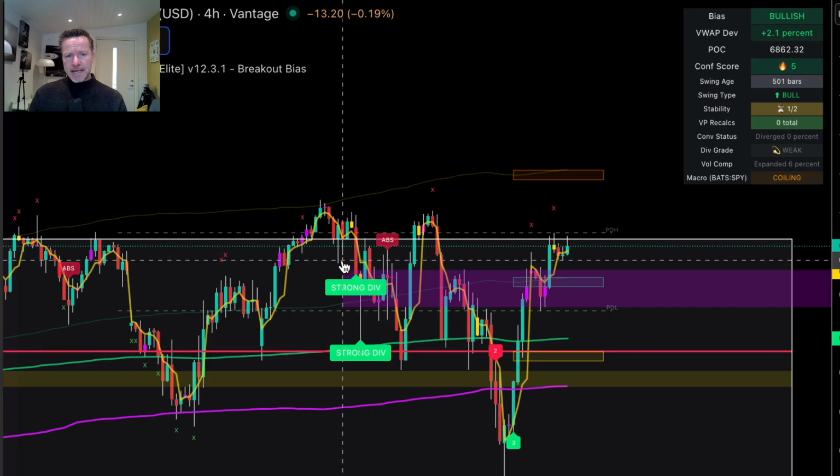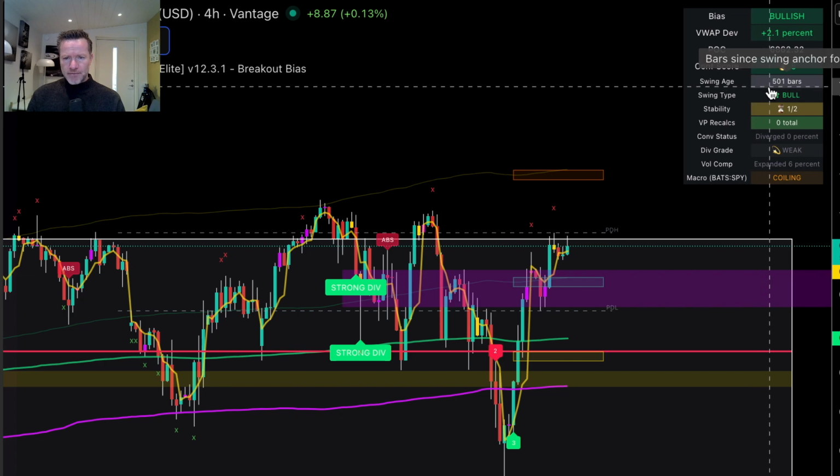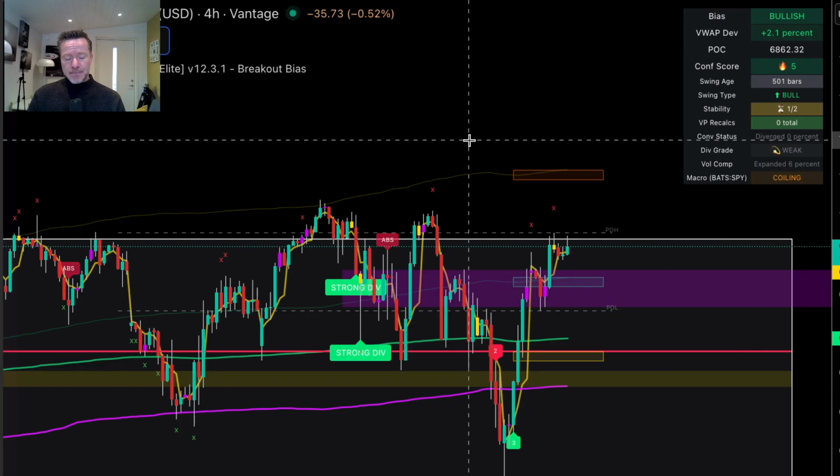And here's what matters. Price is trading above the VWAP. It has now a 500 bars swing age. That means this bullish regime has been in place for 501 4-hour candles. That's approximately 84 days of sustained institutional support.